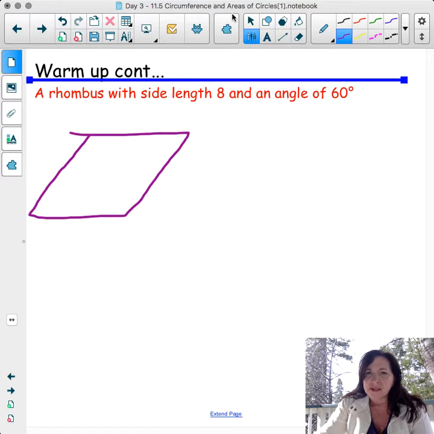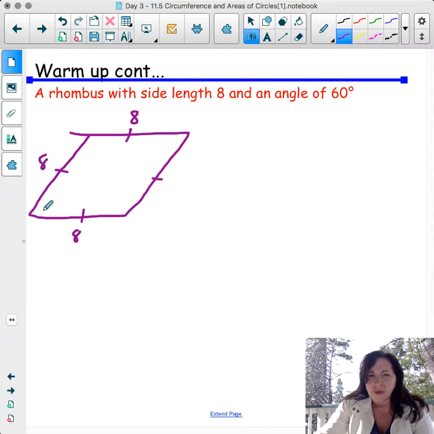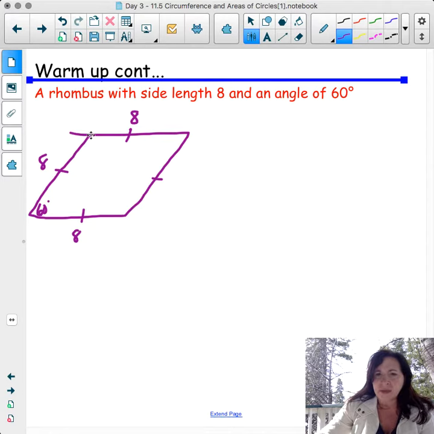And for a rhombus, we know rhombuses have all sides congruent. So all my lengths are 8, with side length 8 and an angle of 60 degrees. This looks like a 60-degree angle right here. What I'm going to do with that is make a right triangle in here, because I know the diagonals of a rhombus are perpendicular.